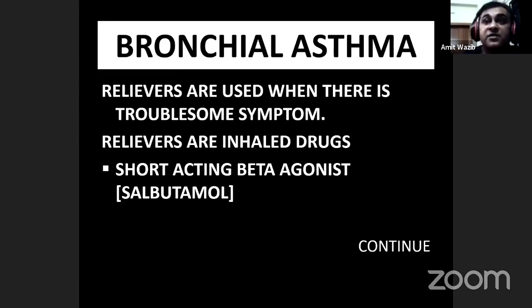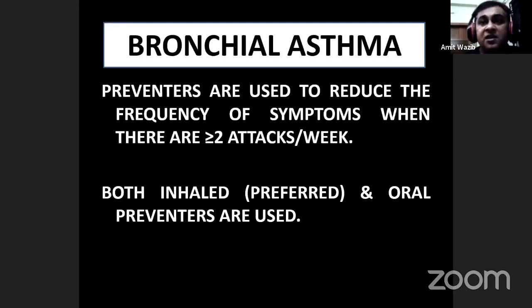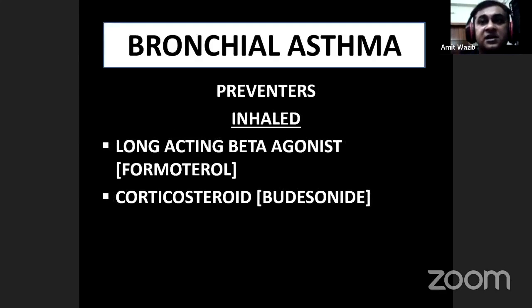So when will we use the preventers? When the attacks are frequent, the troublesome episodes are frequent, that is more than or equal to 2 per week, then we have to use the preventers to reduce the frequency of attacks. Again, the preventer drugs are of different types. There are inhaled drugs, there are oral drugs, and inhaled agents are always preferred. Two inhaled agents that are usually preferred in preventing asthma episodes are the long-acting beta agonist, that is formoterol, and the inhaled corticosteroid, that is budesonide.